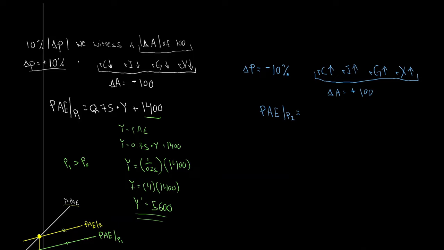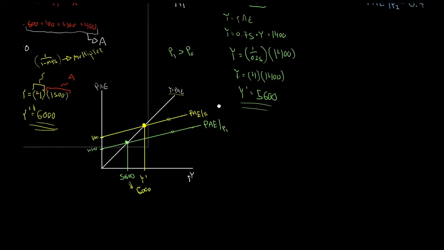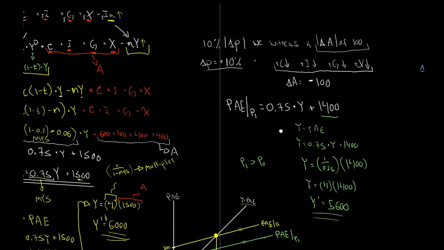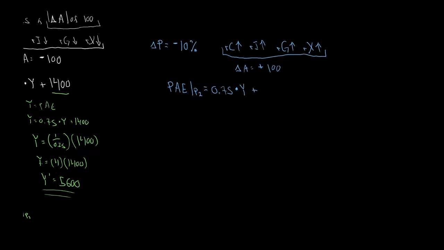is going to be equal to, well, again, no change in my marginal propensity to spend, so that's still going to be 0.75 times Y plus, well, okay, what did we used to have? We used to have 1,500 as our autonomous expenditure. 1,500 plus 100 gives me 1,600. Going through all of our algebra, we set our equilibrium, Y equals PAE. That's Y equals 0.75Y plus 1,600. All the same steps we've gone through now. This would be the third time, so let's just jump right to it.